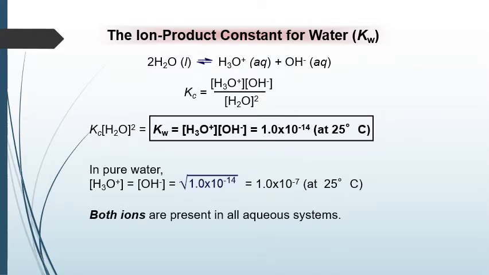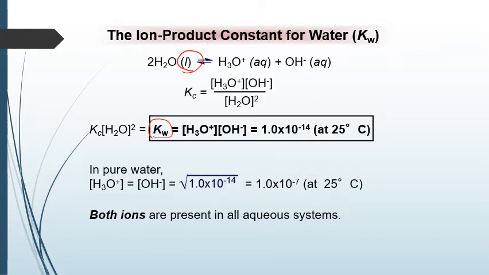So for the water equilibrium system, we have two water molecules forming the H3O plus and the OH minus. The equilibrium constant Kc would be equal to the H3O plus times the OH minus divided by the H2O squared. Remember though that since the water is a liquid, it is a constant, so we'd remove that from the equation, incorporate that with the value for Kc, and that leaves us with the Kw being equal to the H3O plus times the OH minus, equal to a constant 1 times 10 to the negative 14th at 25 degrees Celsius.